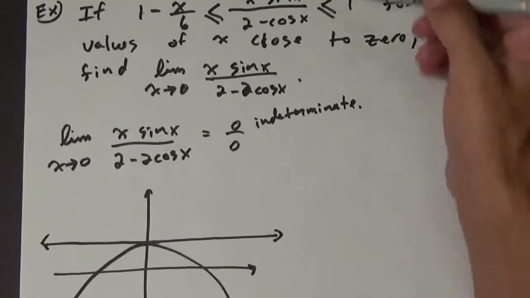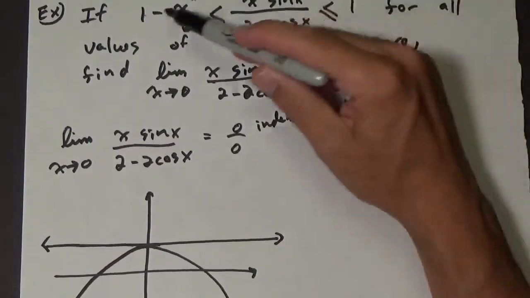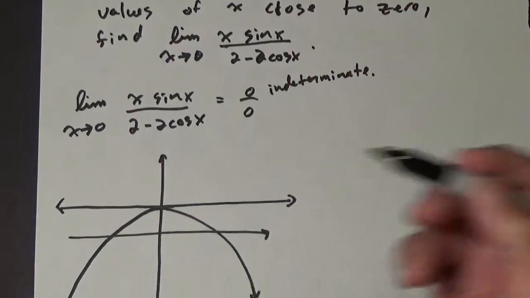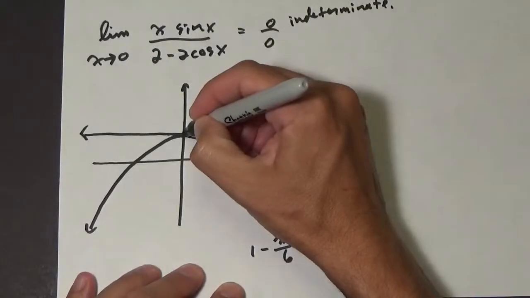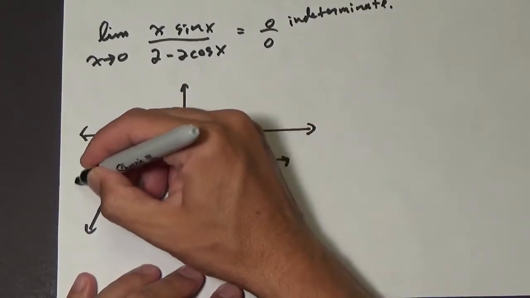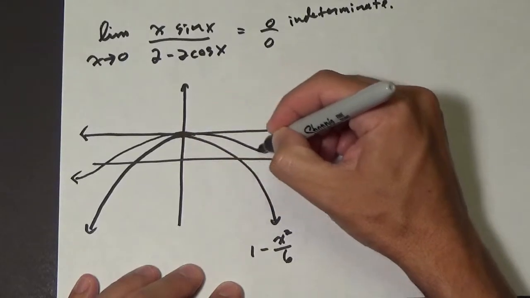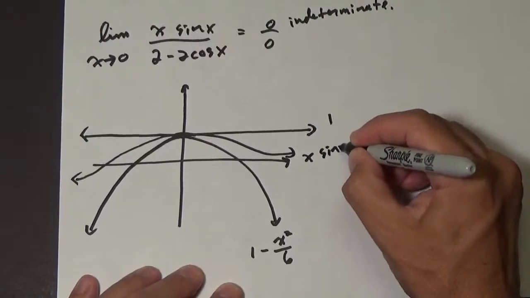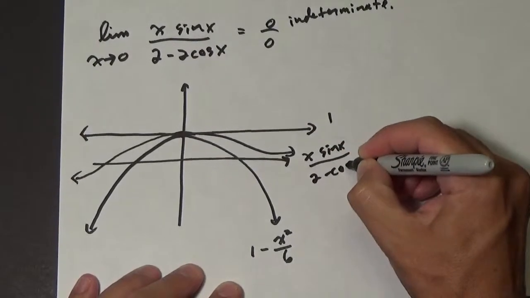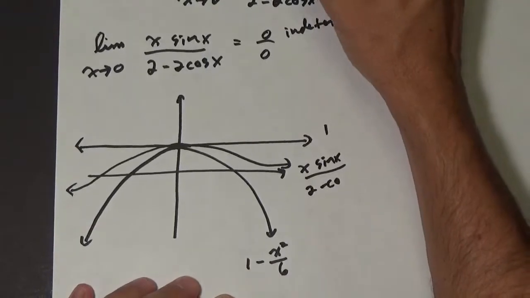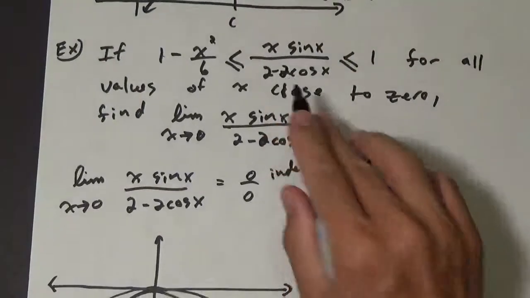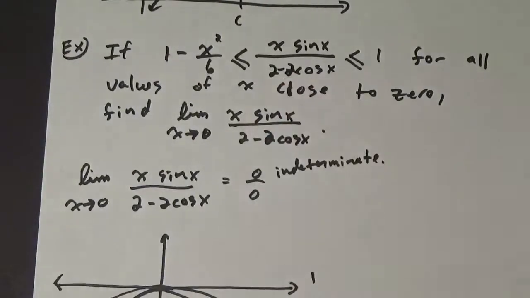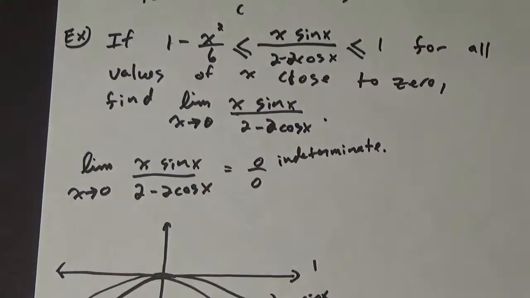And we're given this. We know that for all values, x times the sine of x over 2 minus 2 cosine of x is in between them. I don't know exactly what this thing looks like, which is okay. So this is 1, and then this is x times the sine of x all over 2 minus 2 cosine of x. I guess this should be 2 minus 2 up here. Sorry about that. Make sure you fix that in your notes. I put the 2 here, but I forgot to put the 2 there.